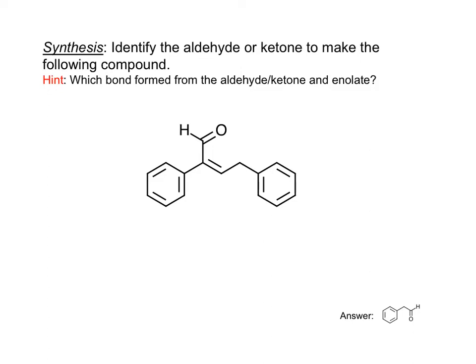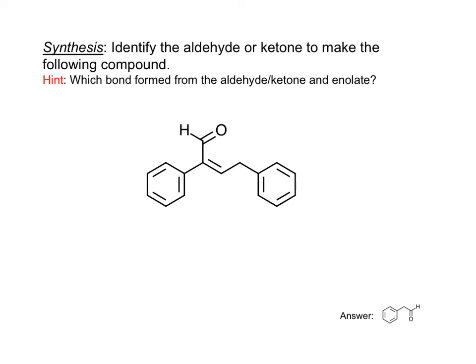In an aldol condensation reaction, the proton from an alpha carbon of an aldehyde or ketone is removed to form an enolate ion. The nucleophilic enolate ion reacts at the carbonyl carbon of an aldehyde or ketone to form an alpha-beta unsaturated aldehyde or ketone. So let's work backwards. Starting from the alpha-beta unsaturated aldehyde, identify the aldehyde or ketone to make that compound.